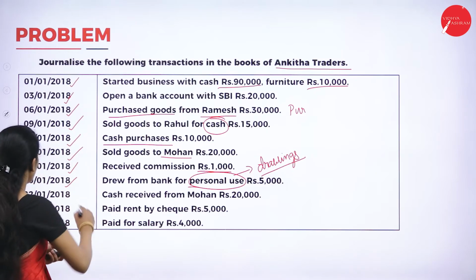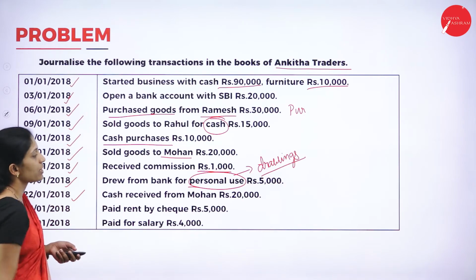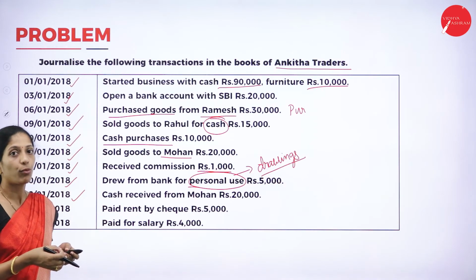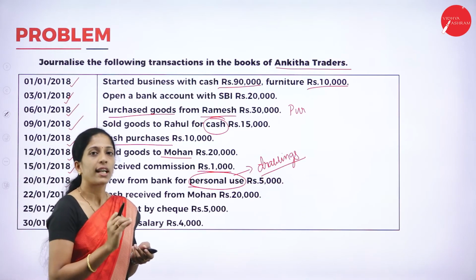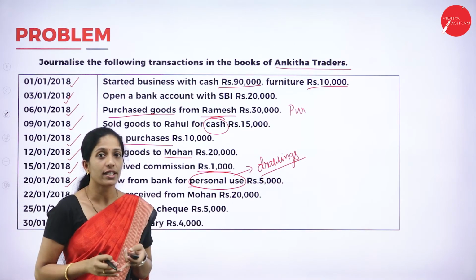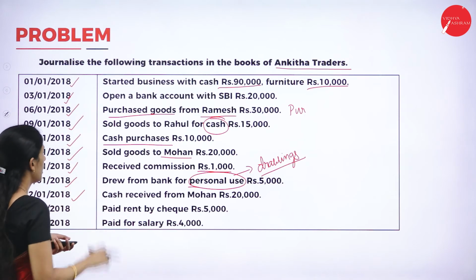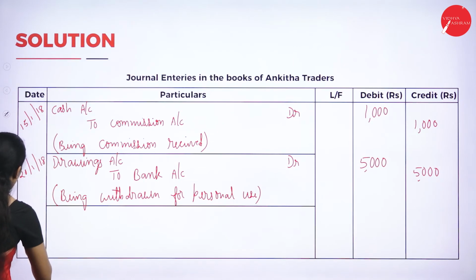After 20th, 22nd. Cash received from Mohan. So what is your journal entry? You are receiving cash from Mohan. Cash comes to you, cash account debit. From whom you are receiving? From Mohan. So cash account debit to Mohan's account. How much? 20,000.